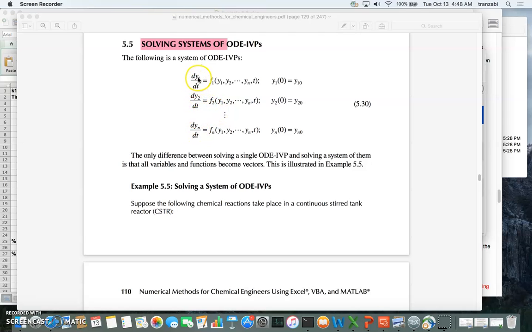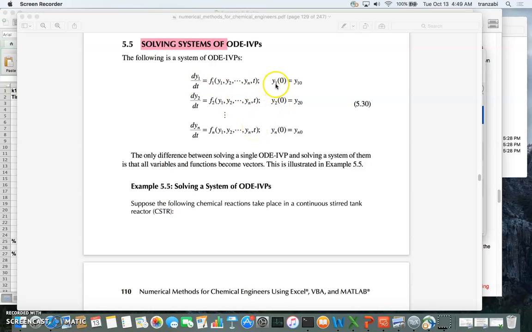The first one goes like dy1/dt equals f1, a function of all the y functions, y1 through yn. And then dy2/dt is equal to f2, a different function of y1 through yn again, all the way to dyn/dt equals another function of y1 to yn. Of course, t is always involved because t is the independent variable.